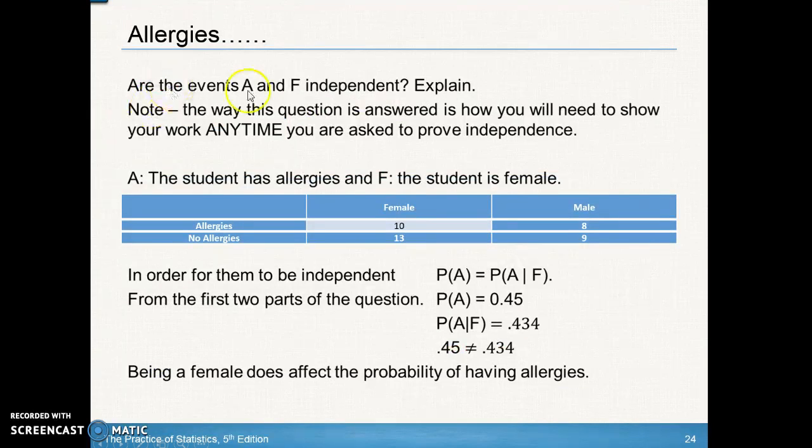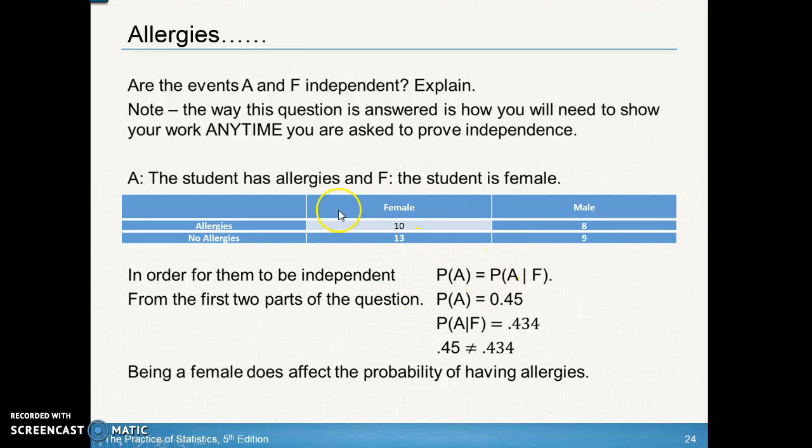All right, so we want to know, are the events A and F independent? Are the fact that they have allergies and being female independent? Well, on a previous slide, we learned that if the probability of the event occurring, the probability of them having allergies, is equal to the conditional probability, then we know that the two events are independent, okay? So that's basically like saying if you have allergies, being a female is not going to affect whether or not you have allergies. So a couple of things that you're going to want to show.